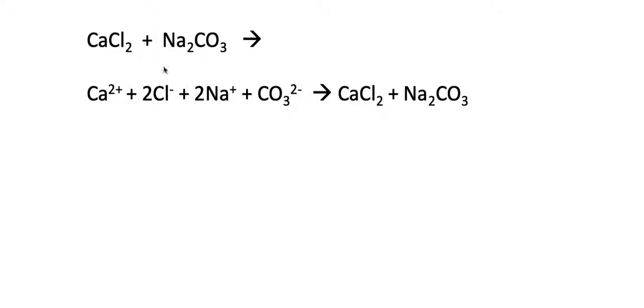So if we are mixing calcium chloride with sodium carbonate, what will be the result? You will get a precipitate. So let's try to figure out what that precipitate will be.